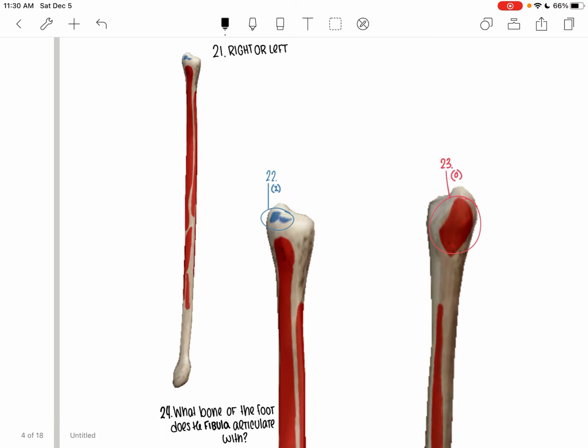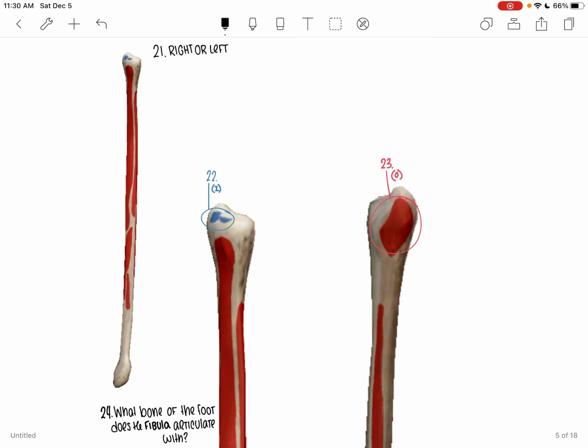All right, moving on. Now we have the fibula. So number 21, figure out if it's a right or a left. Number 22 is looking for a muscle or two parts of a muscle that inserts there on the fibular head. 23 is looking for a muscle that originates there. And 24 is asking what bone of the foot does the fibula articulate with. So go ahead and pause the video and we'll go through them.